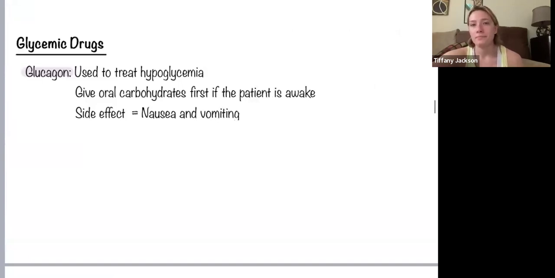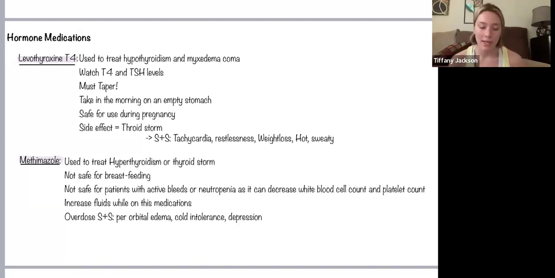All righty. And now we're going to get into our hormonal medications. Up first is our levothyroxine. This is for hypothyroidism. We must take this medication on an empty stomach. Big side effect is going to be thyroid storm. It can cause tachycardia, restlessness, weight loss, fever, and diaphoresis. On the other hand, methimazole is used for hyperthyroidism or thyroid storm. However, these patients can overdose on this medication. They can have some periorbital edema, cold intolerance, and depression.